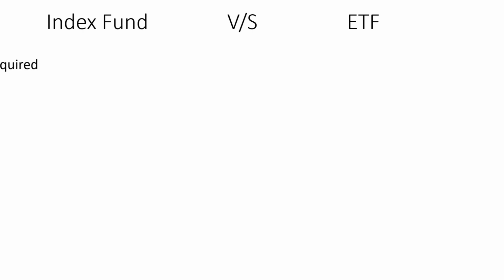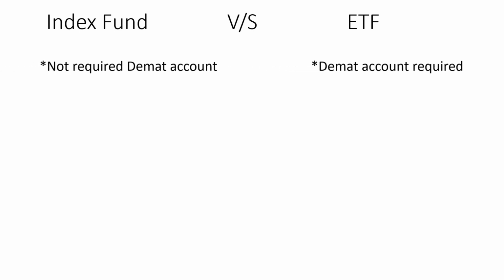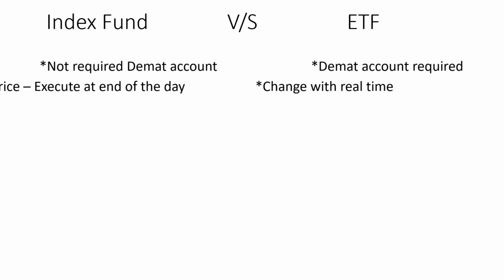ETF is nothing but an exchange traded fund. In an index fund, you don't require a demat account to start. In an ETF, it is compulsory to have a demat account to start. In an index fund, you have both options, lump sum and SIP. In an ETF, you have only one option, that is lump sum.